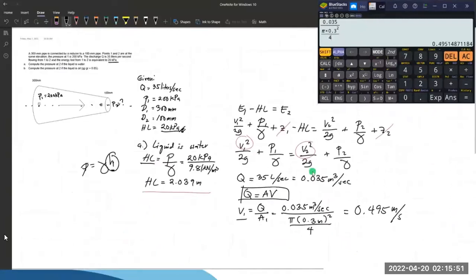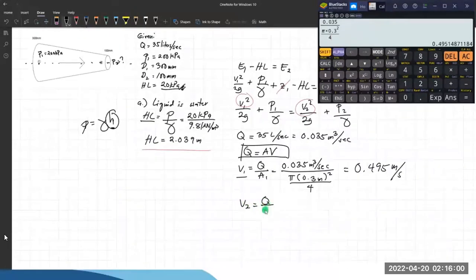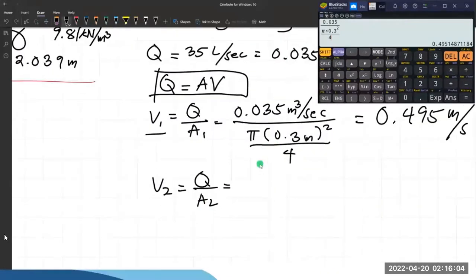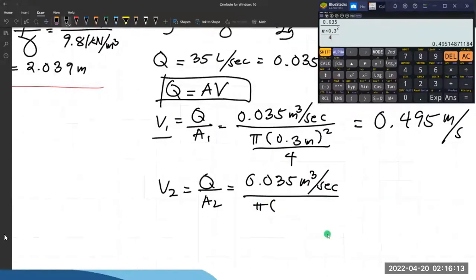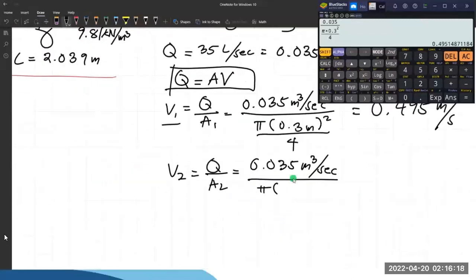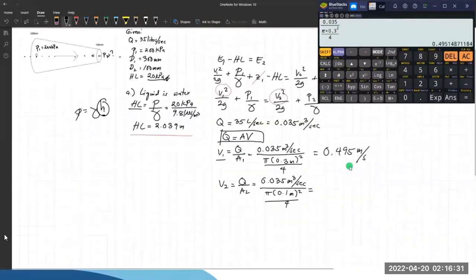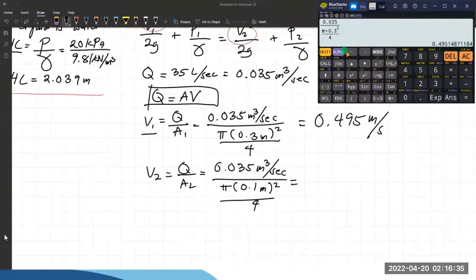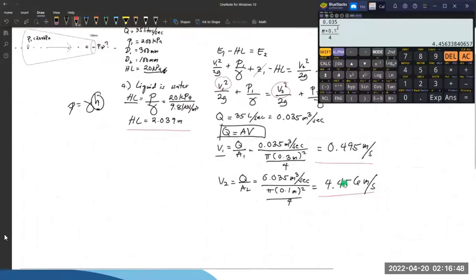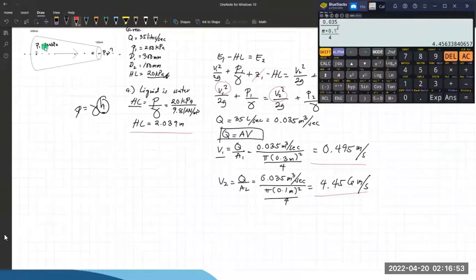At point 2, we will just change the diameter. Velocity 2 equals the discharge divided by the area at point 2. Same solution: 0.035 cubic meters per second divided by the cross-sectional area. The diameter at point 2 is 100 mm, that's 0.1 meters, squared, divided by 4. Let's now solve this, changing this to 0.1. That's 4.456 meters per second. So the mean velocity at point 2 is greater than at point 1 because the diameter is smaller.